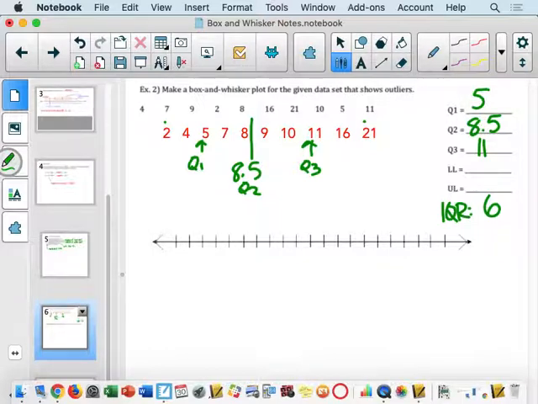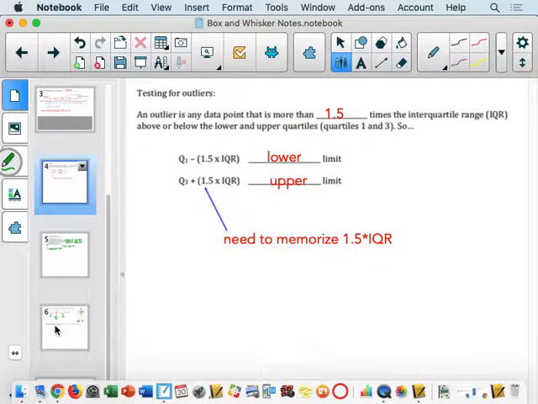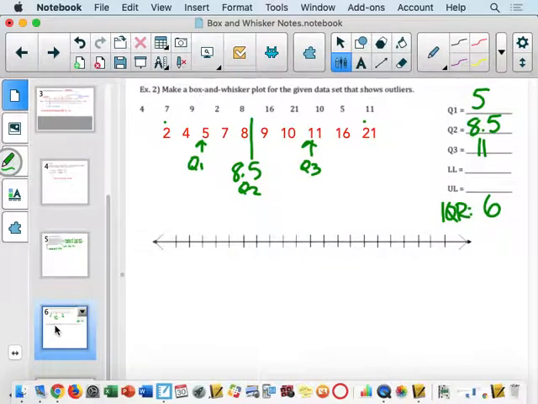Then to find our lower limit, we're going to take our IQR times 1.5, and we're going to subtract it. You want to know how low can I go here? So it's going to be Q1, 5, minus 1.5 times 6. Is it a positive 9? 1.5 times 6 is 9. Then 5 minus 9 is negative 4.